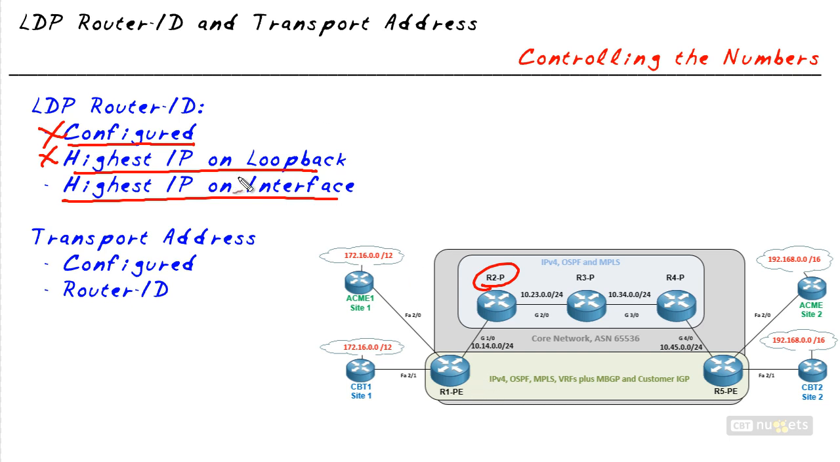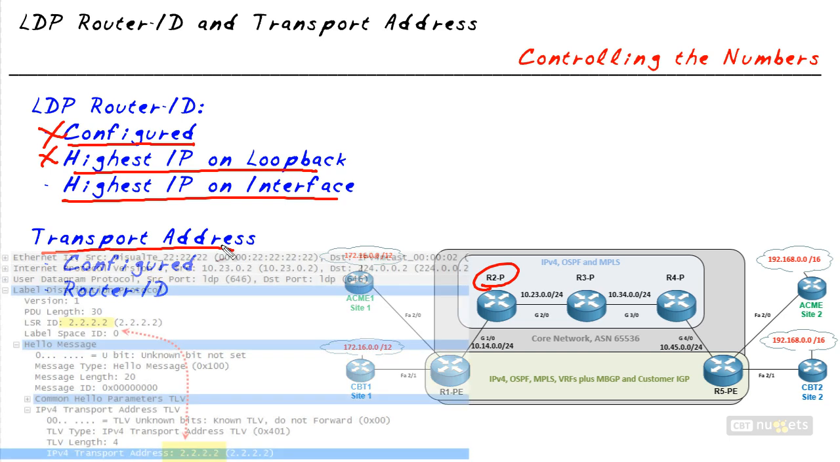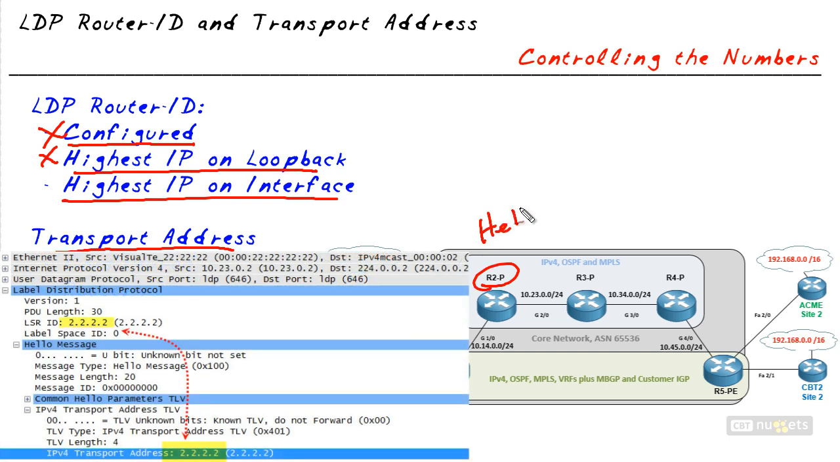One of the reasons that this LDP router ID is so important is because by default, that is going to be the transport address that's advertised in the hello messages. So when R2 is saying hello, it's going to advertise its transport address in that hello message. And then when establishing the LDP sessions, the neighbor is going to try to connect to that transport address.